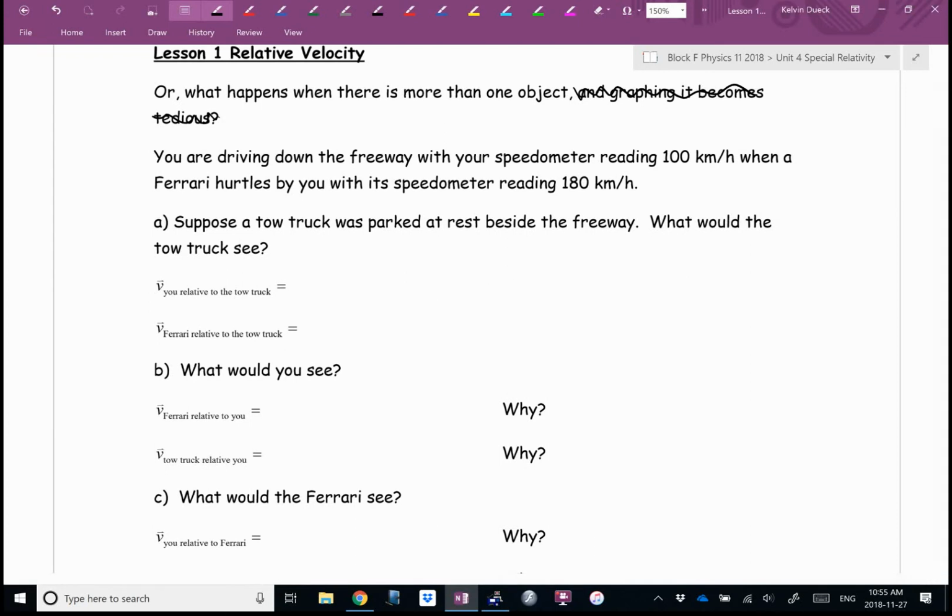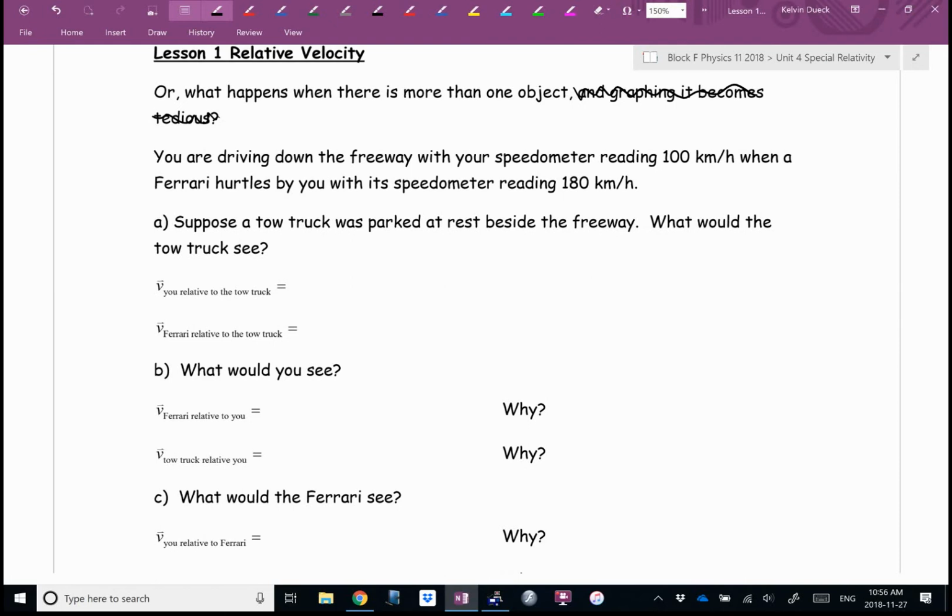Suppose a tow truck is parked at rest beside the freeway. What would the tow truck see? Let's go even more general. I'd like you to imagine you're on the freeway doing 100 kilometers per hour, and right next to you there's a car that's doing the same speed as you are. If someone is standing on the ground, they'll see both of you traveling at 100 kilometers per hour. But relative to you, if that car is staying right next to you, how fast is that car traveling relative to you? 0. Not just the same, 0. As far as you're concerned, both of you are at rest and the world is revolving around you.